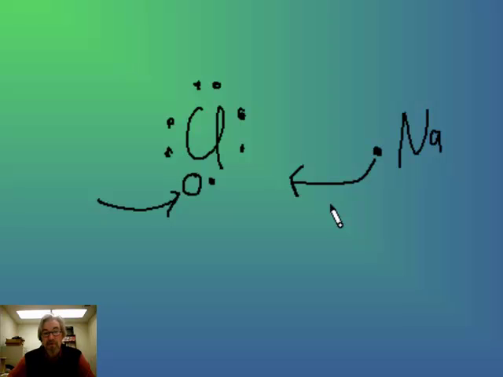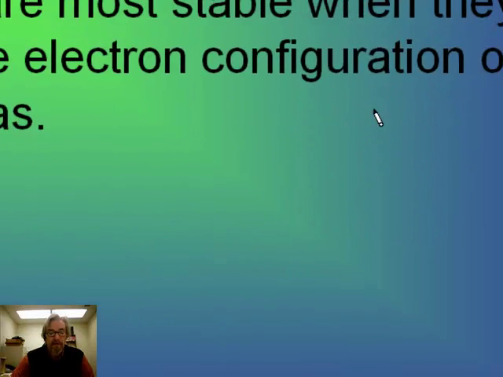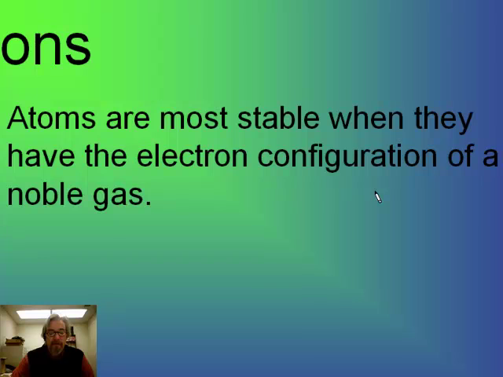There's a name for these electrons. These electrons are called valence electrons. I believe we've used that term before, but we'll use it a lot more now. Valence electrons are the ones that are involved in all the chemistry. They're the ones that are in the highest shell. They're, in other words, the farthest from the nucleus. It turns out that atoms are most stable when they have the electron configuration of a noble gas.